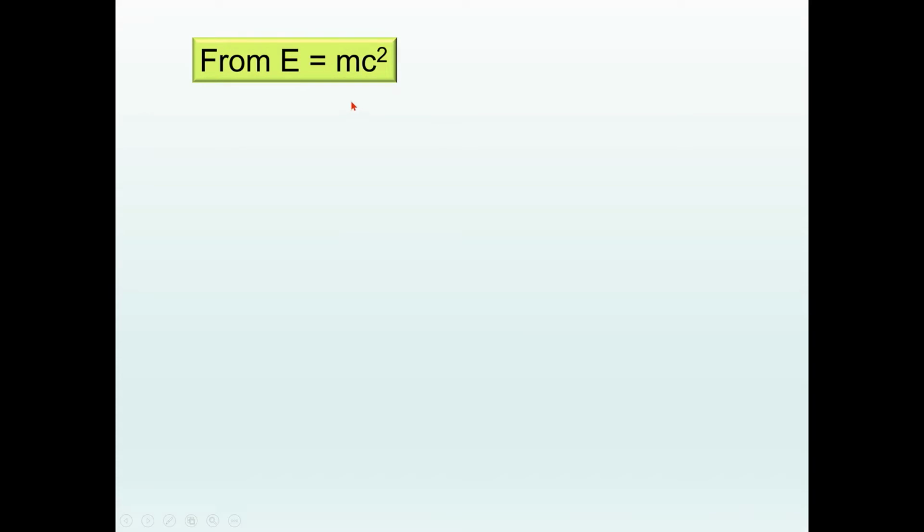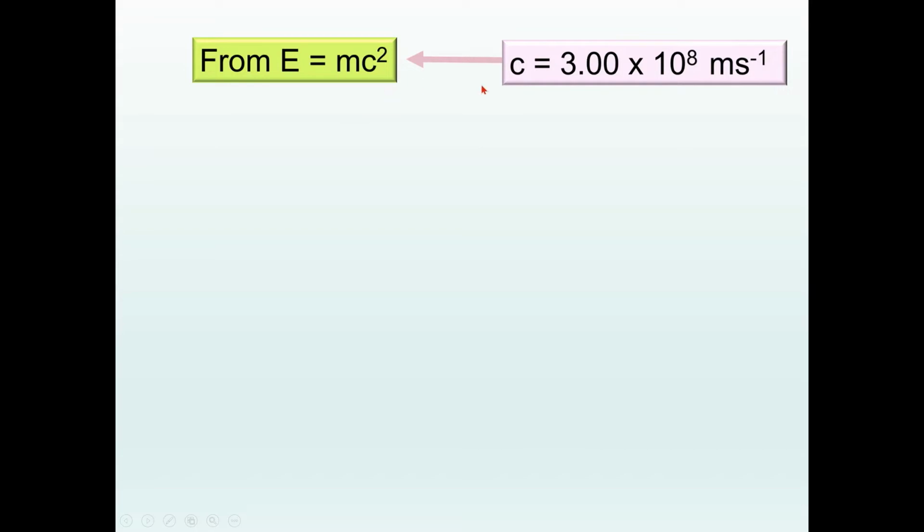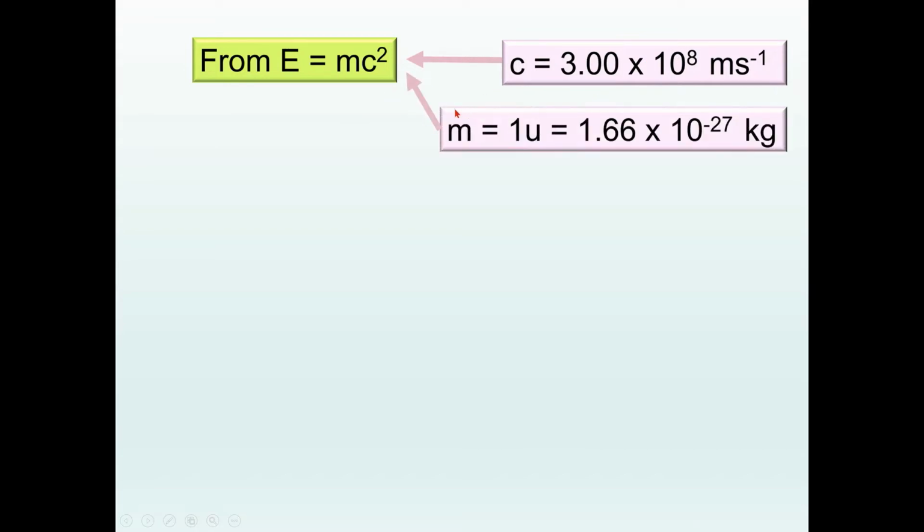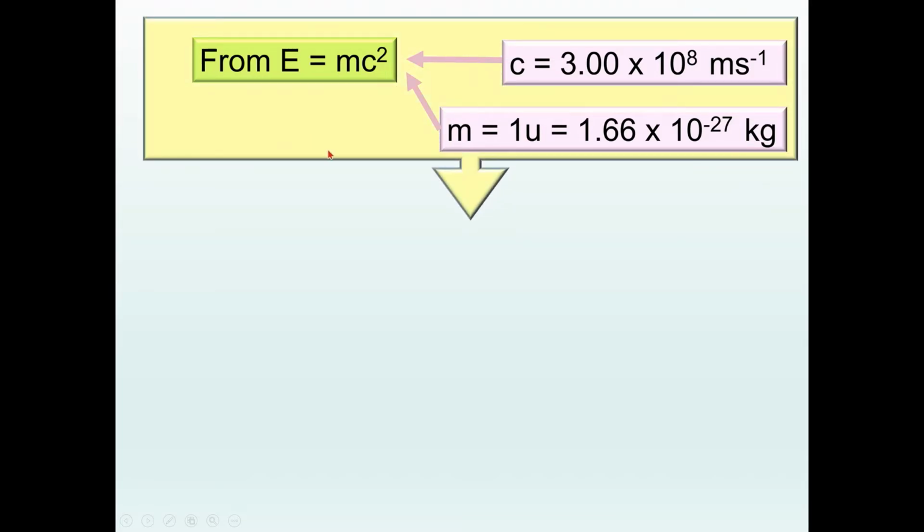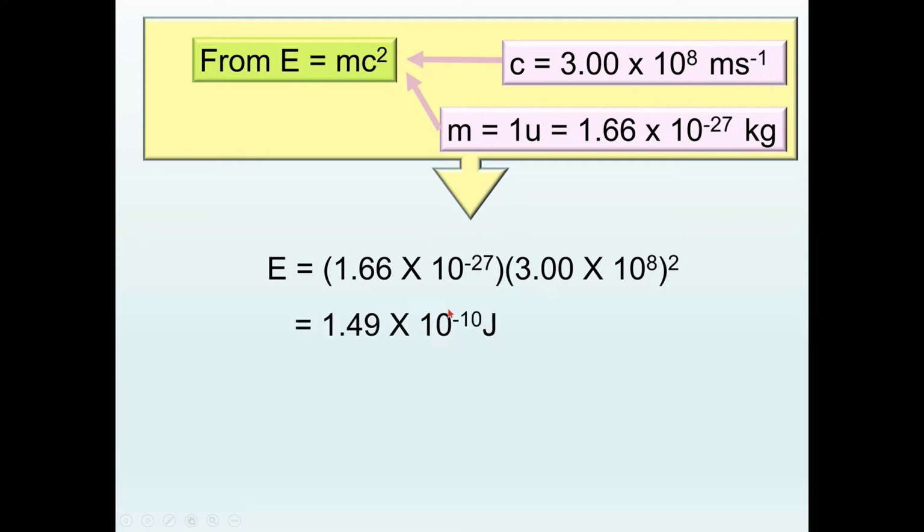From Einstein's equation, E equals mc squared, where c is the speed of light, and the mass of 1 U is 1.66 times 10 to the power of negative 27 kilogram. We substitute this mass value and the speed of light to get the energy equivalent to 1 U, which is 1.49 times 10 to the power of negative 10 joule.